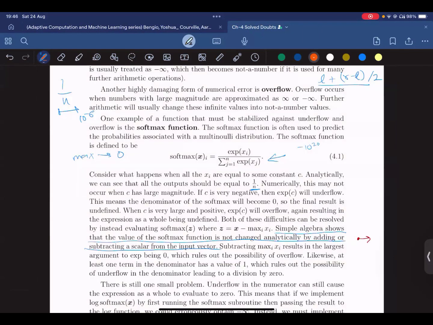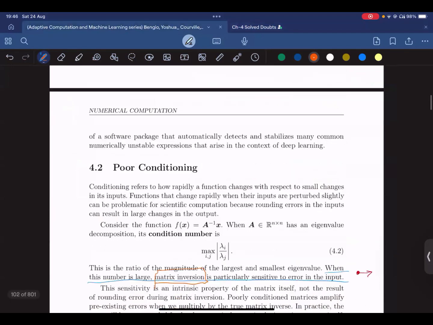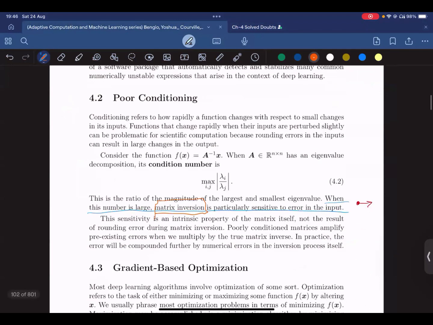So the next part of the book, the author says that when the condition number of a matrix is large, matrix inversion is sensitive to error in the input.